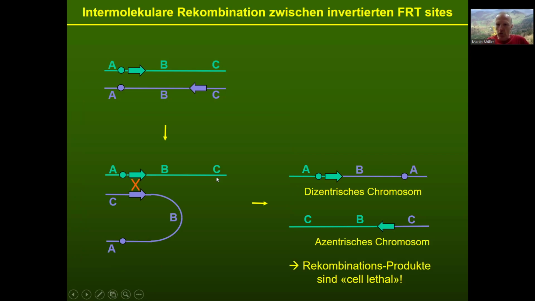So this is, of course, again the same problem as we were discussing in the previous lecture for recombination events in the inversions, causing acentric and dicentric chromosomes. These recombination products are cell lethal and you can never obtain them.